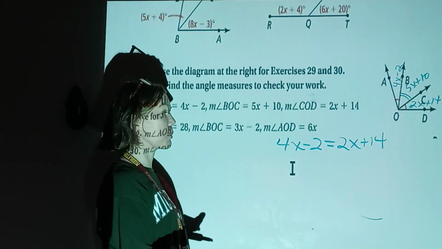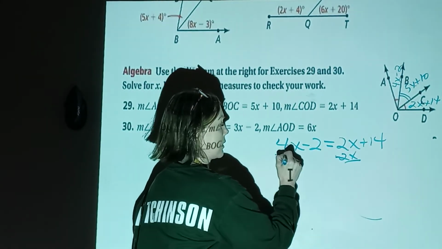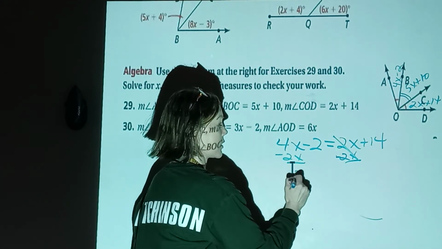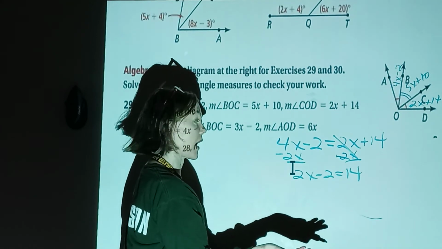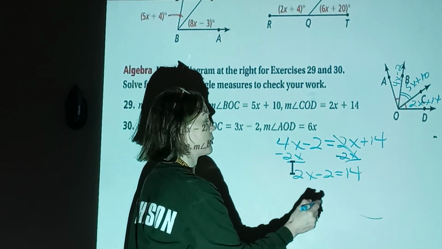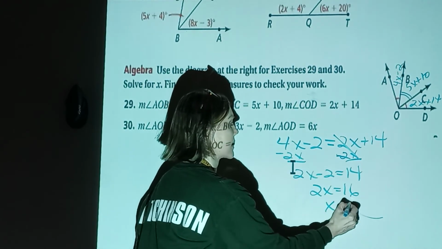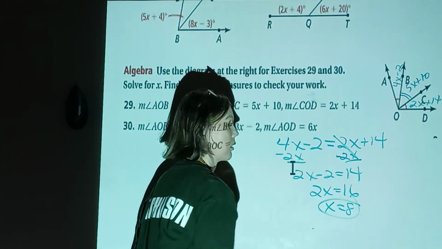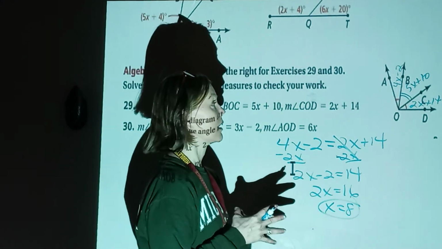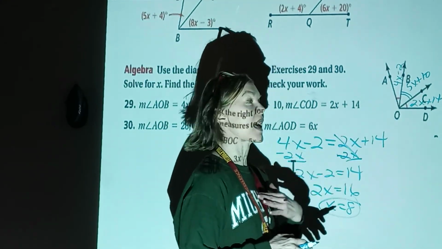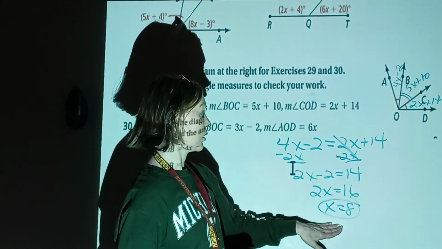We can't have variables on both sides, so let's subtract 2x from both sides. We get 2x minus 2 equals 14. We're going to add 2 and divide by 2. Adding 2 to both sides is 2x equals 16. Divide by 2 on both sides, x equals 8. Now, are we able to find the measures of each of these angles? Yes.